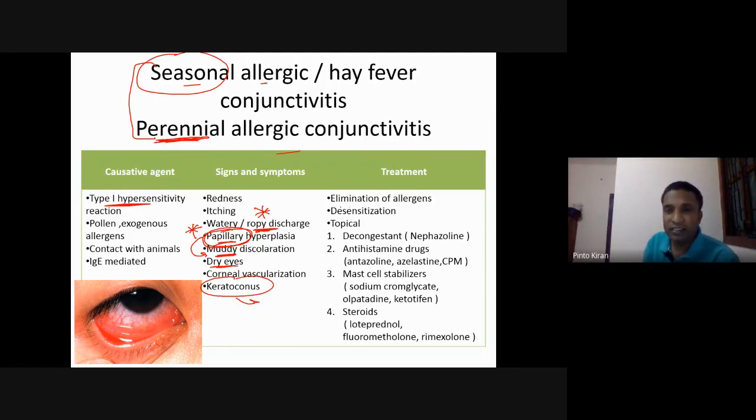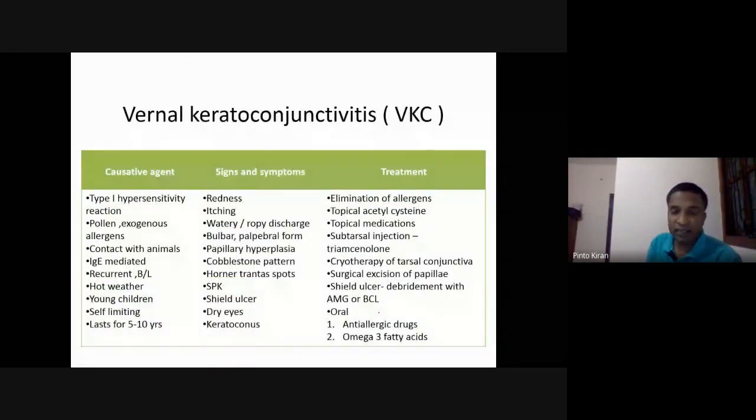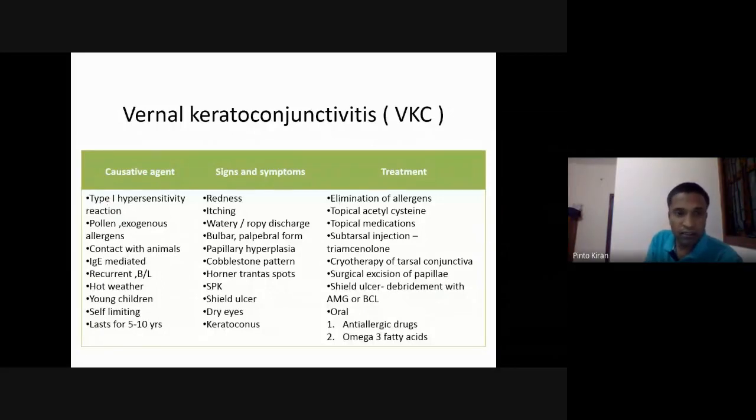So how do you treat these conditions? One, by desensitization, eliminate the allergens, avoid all the dust. And treatment, already we have discussed: decongestants, antihistaminics or mast cell stabilizers, or at last, you can think of going for steroids. Vernal, VKC, again is a type 1. You should know here, because of exposure to pollen or exogenous allergens, contact with animals, IgE mediated, recurrent, it is bilateral, more common in hot weather. But actually it says spring catarrh, but actually it's seen in hot summer. You have to remember this.